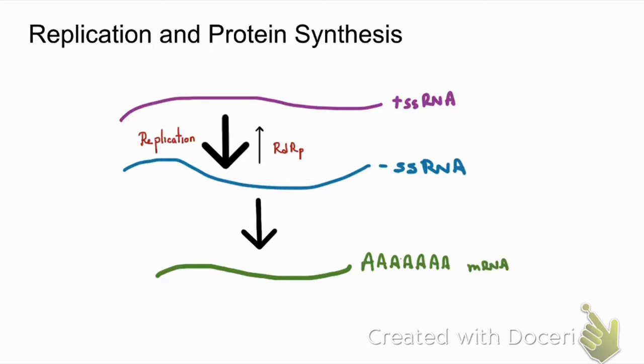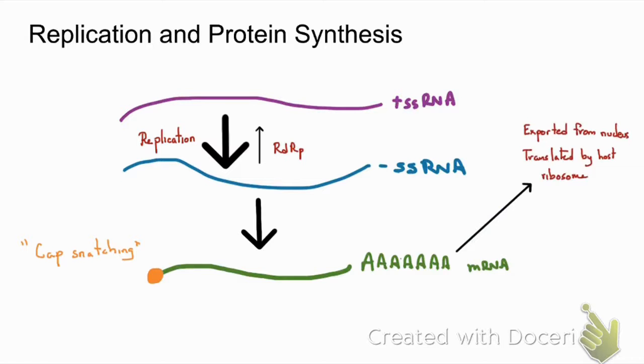However, the RNA-dependent RNA polymerase and the machinery that's encoded for by influenza does not encode for a protein that makes a cap. And so instead, influenza has this really cool technique which has been called cap snatching, in which it essentially steals or decapitates the mRNAs of its host, and it takes that cap and attaches it onto the viral mRNAs. This viral mRNA then, after processing, can be exported from the nucleus, and it will be translated by the host ribosome.